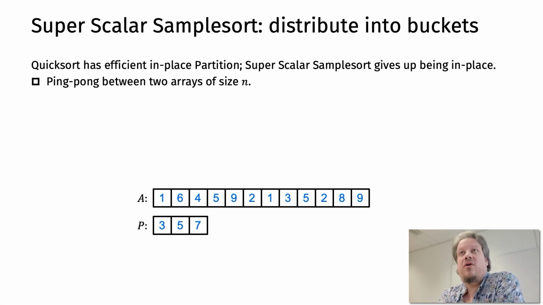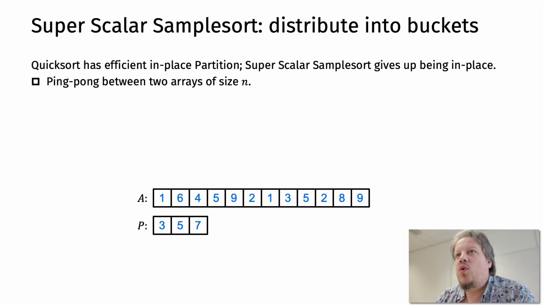To repeat, quicksort has this very efficient in-place partition, and superscalar sample sort gives up being in place. We're going to ping pong between two arrays of size n. We're on one side, and then we're going to put the buckets on the other side, and then if we recurse, we're going to come back to the first one, etc. So I have my array A, I have my set of splitters, which here I've represented as a sorted list, but in our implementation would be a search tree.